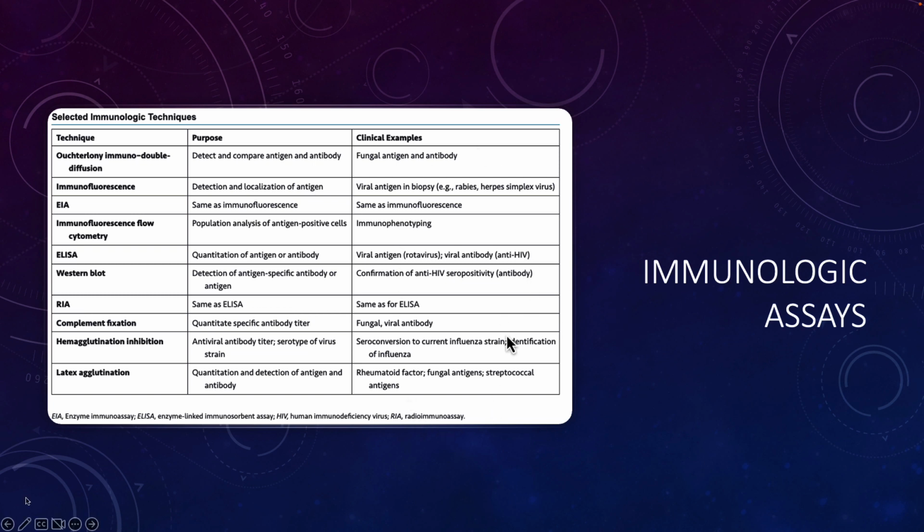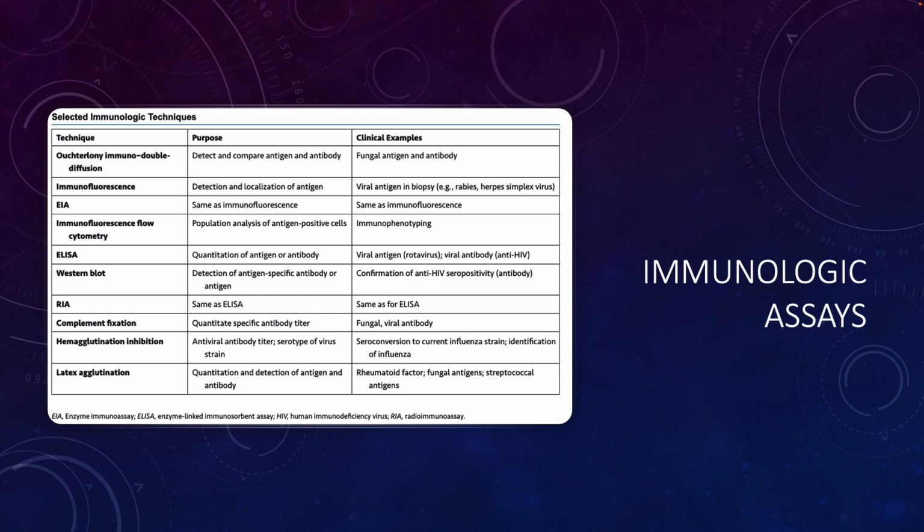And you can see here, some of those infections are listed here. So you could do a Western blot for a patient you suspect might have HIV, complement fixation for fungi or viruses, hemagglutination for various influenza strains, latex agglutination for fungal antigens, streptococcal antigens. A lot of times when we're talking about using proteins, either looking for antigens or for measuring the host response by looking at antibodies, we are talking about viral infections.